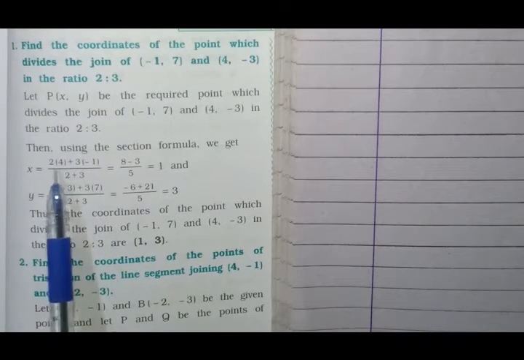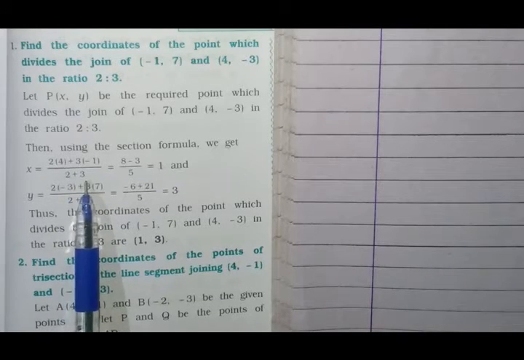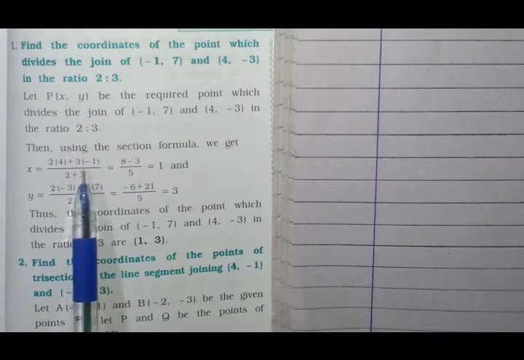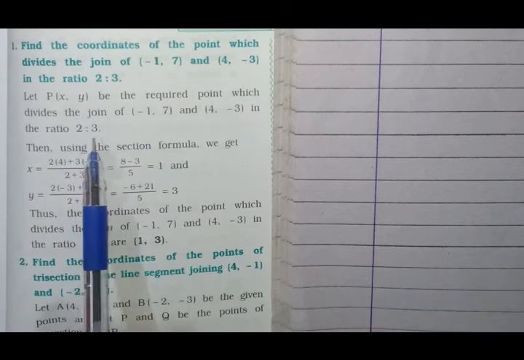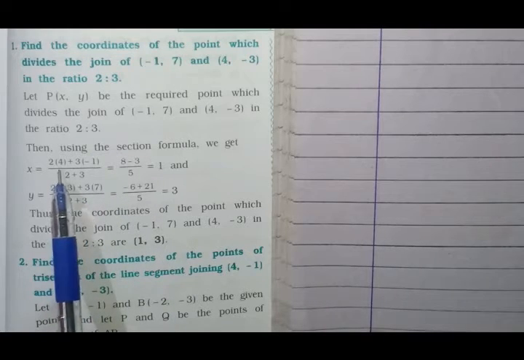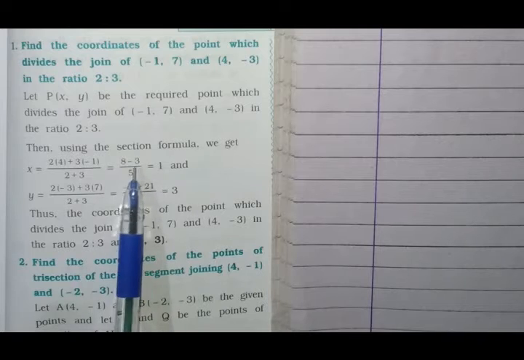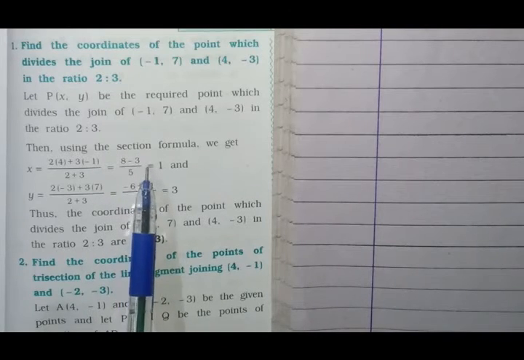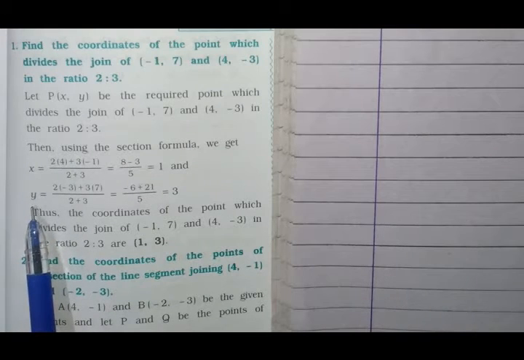x is equal to (m1x2 plus m2x1) divided by (m1 plus m2). 2 into 4 plus 3 into minus 1, divided by 2 plus 3. See here, 2 is m1 and 3 is m2. 4 twos are 8. 3 ones are 3. 8 minus 3 is equal to 5. 5 by 5 is equal to 1. Now in the same way we have to find the y coordinate.